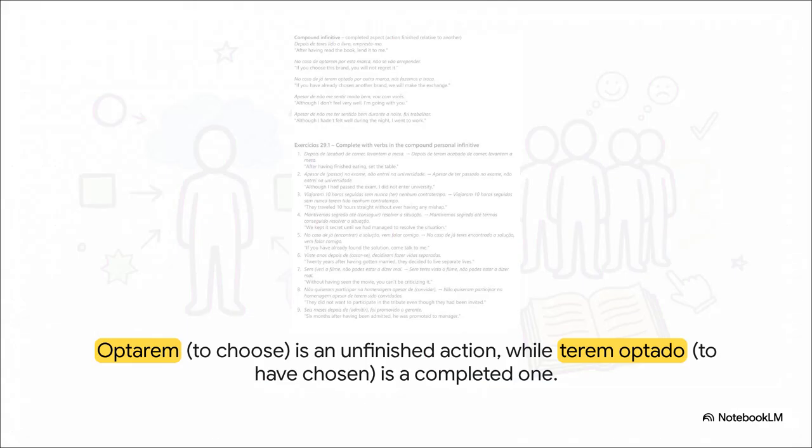Let's compare these two phrases to really see how this works. The first phrase, no caso de optarem por esta marca, means if they choose this brand, the action of choosing hasn't happened yet. But if we say, no caso de já terem optado, that means if they have already chosen, the action is complete. See that? It's the same base verb, but adding terem completely changes the timeline.